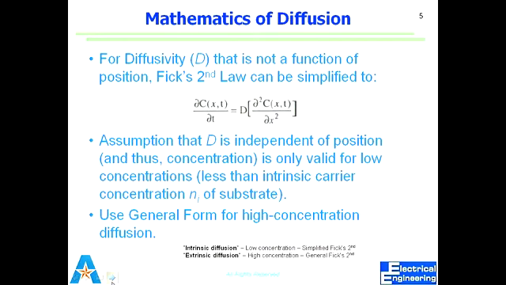So diffusivity is not a function of position, so it's independent of position. So we can generalize and take the D out of the relation. What we are left with is a simplified version of the second law of diffusion. It is valid only for small concentration, where we have a very limited supply of dopants, and that would be less than the intrinsic concentration.